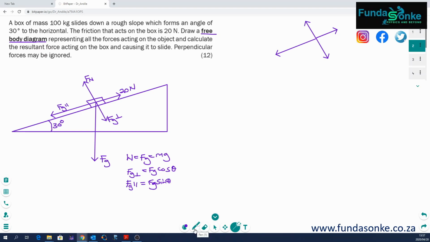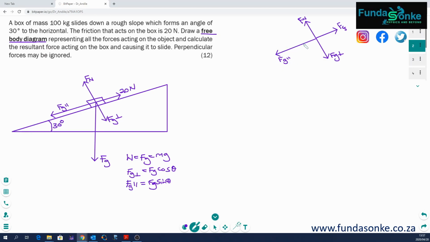Okay, where in this case then we can label each force. Fg parallel, like that. This is Fg perpendicular, and this is our frictional force, and this is our normal force Fn.